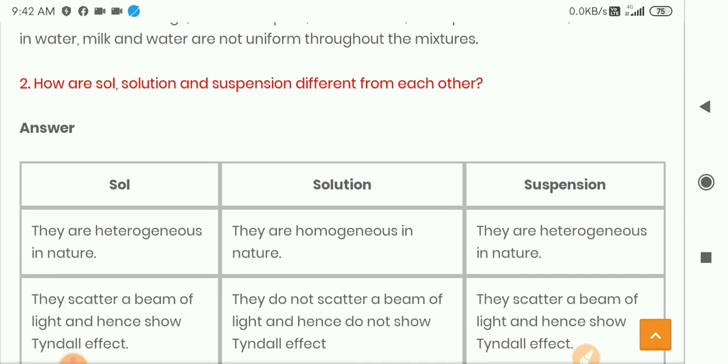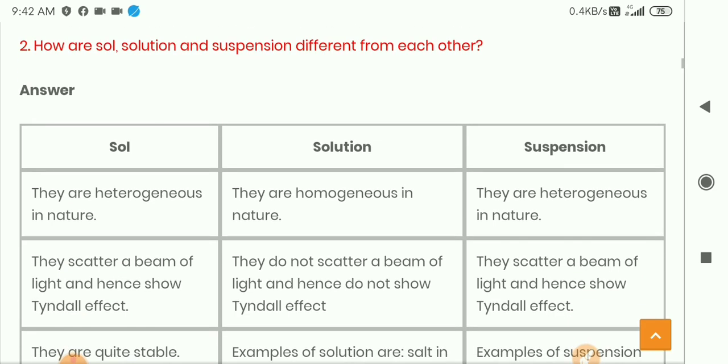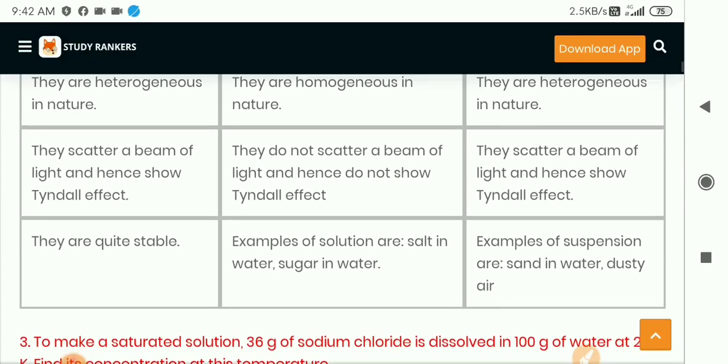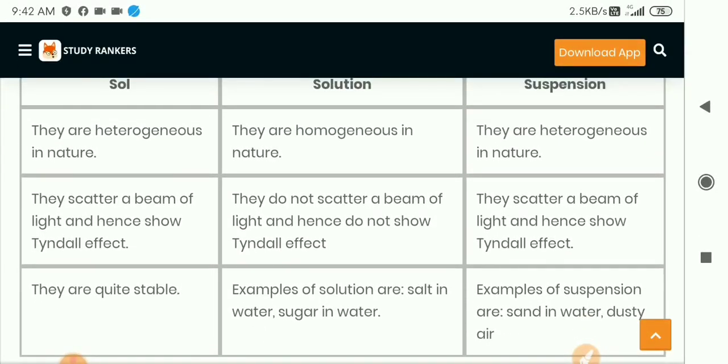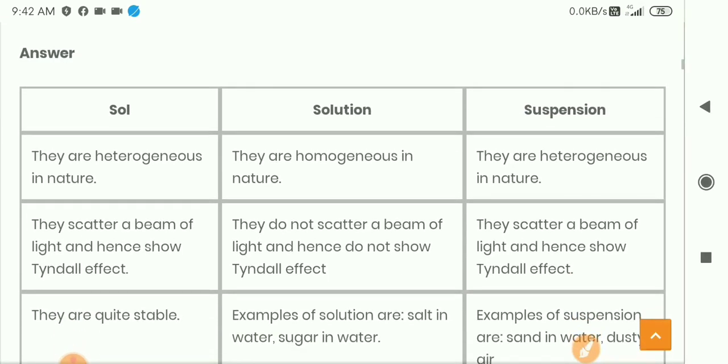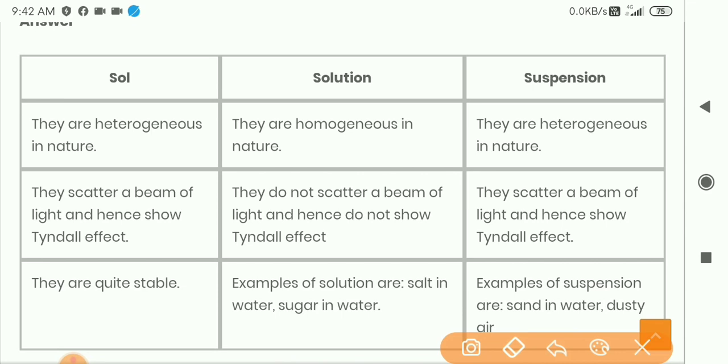So this is heterogeneous. Now, how are sols, solutions and suspensions different from each other? Now here there is a difference between these three, and we'll see how these three are different. See, this is the sol, solution and suspension. Sols are heterogeneous and solutions are homogeneous in nature. A sol can be a mixture of two things which may be miscible or immiscible, but solutions are always homogeneous. Suspensions are always heterogeneous in nature.